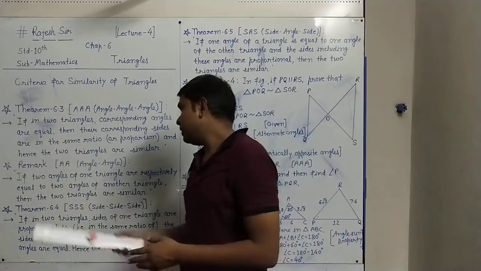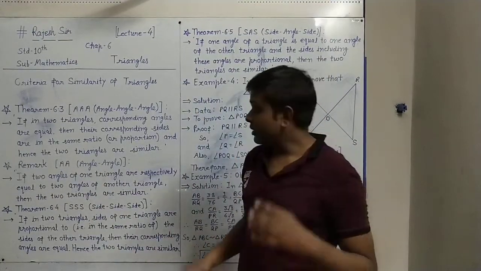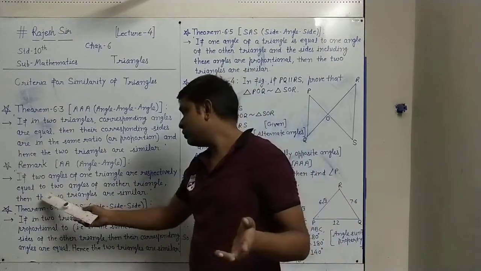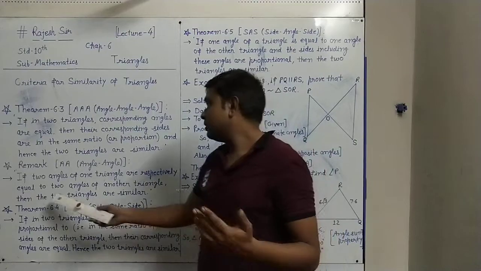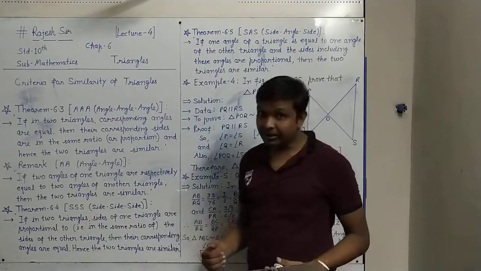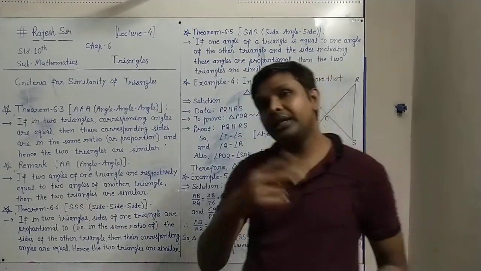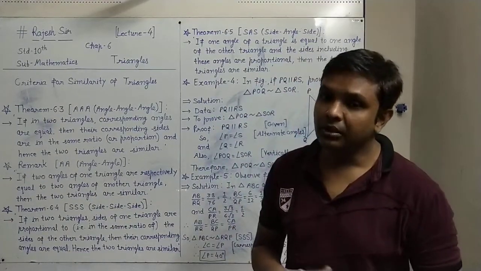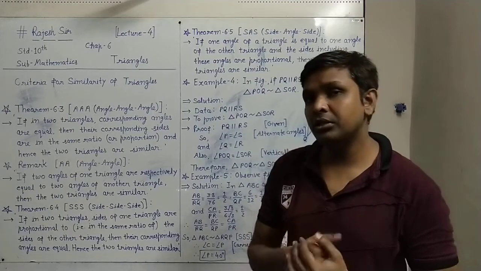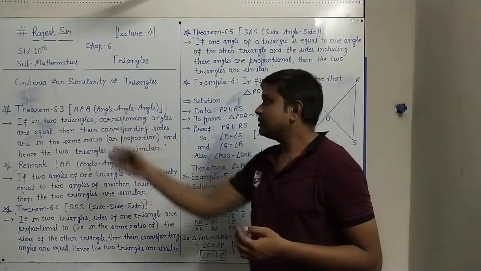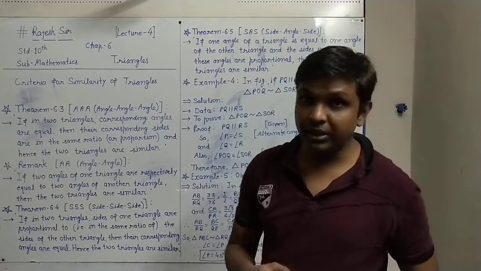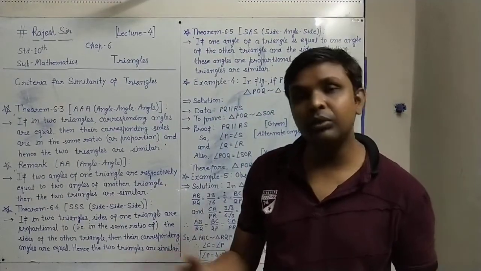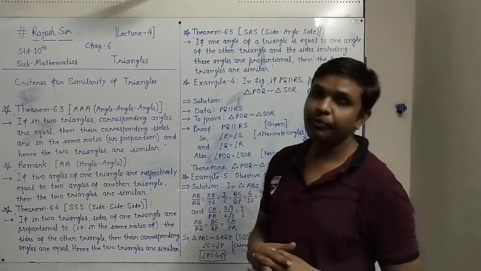And here a remark also: AA, angle, angle only. Here what is that? If two angles of one triangle are respectively equal to the two angles of another triangle, then also the two triangles are similar. Why is this so? Here we have seen that three angles we have to check, and here we are seeing only two angles. If you show them equal in two triangles, then also you can say similar.